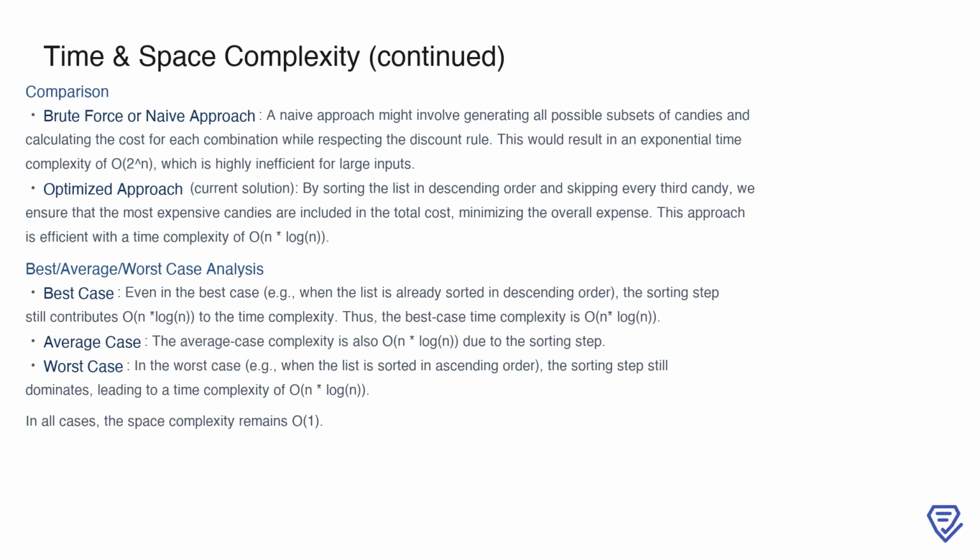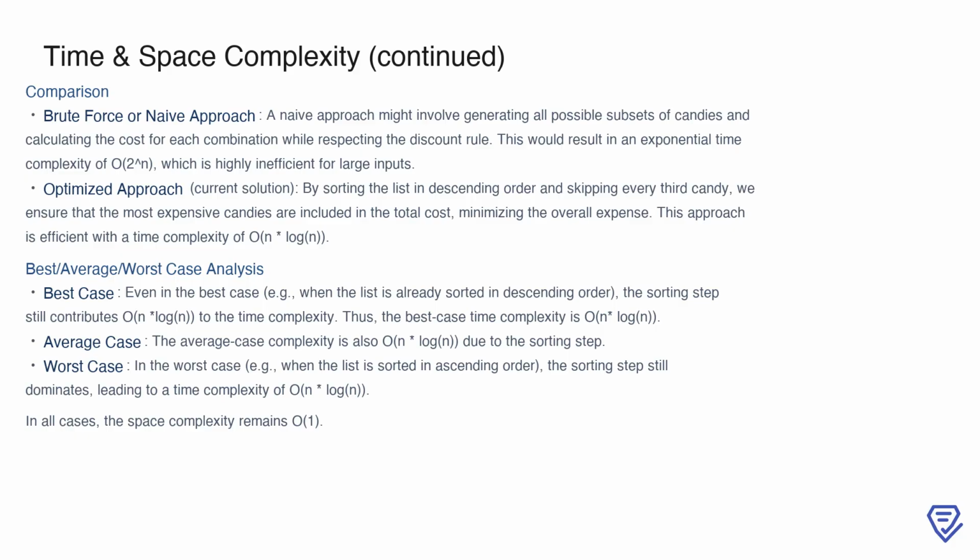Let's compare this optimized approach to a brute force solution. A naive approach might involve generating all possible subsets of candies and calculating the cost for each combination while adhering to the discount rule. This would result in an exponential time complexity of 2 to the power of n, which quickly becomes impractical for larger inputs.